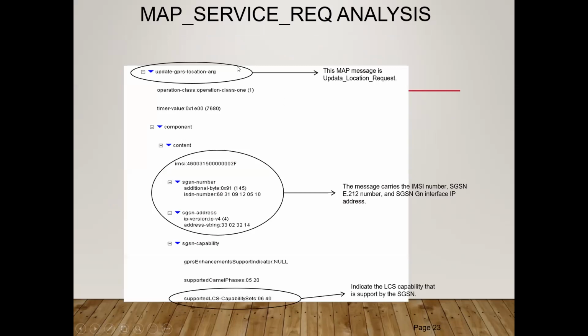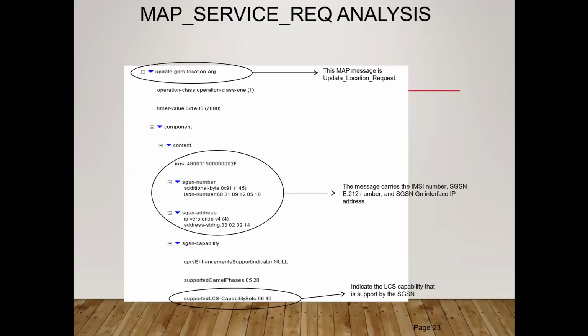Okay, so this is the MAP service request analysis. It is a location update request. Here you are going to send the IMSI of the number. Here you are going to send the GT of the SGSN, and here you are going to send the IP address of the SGSN. This I believe is in hex format, as the training slide captured this hex information.